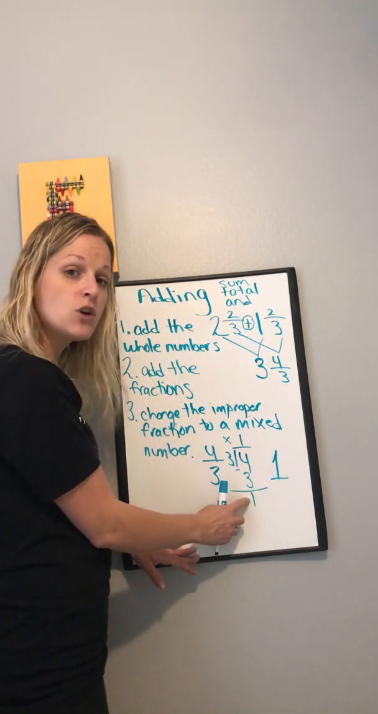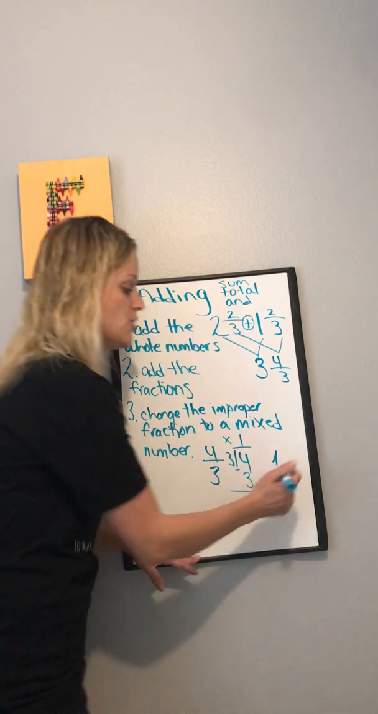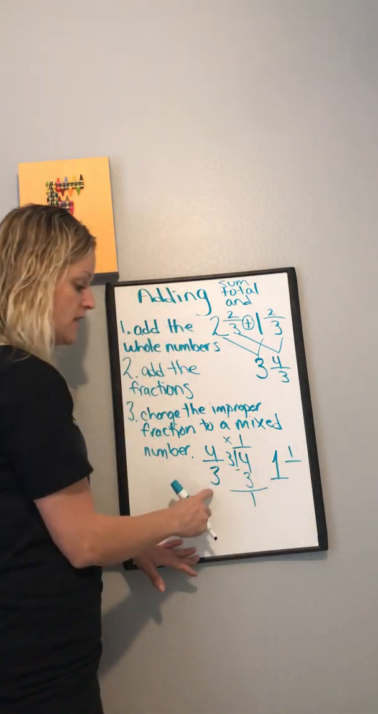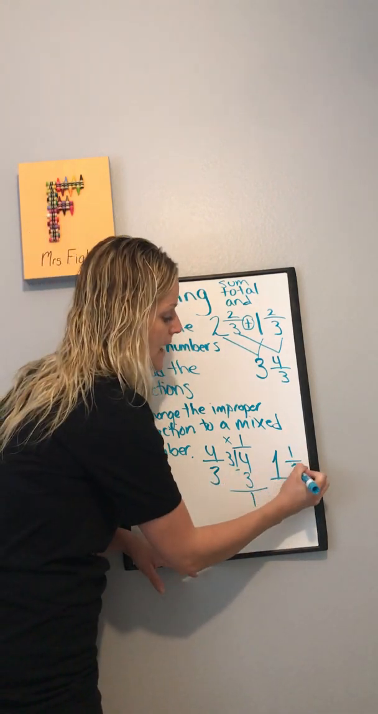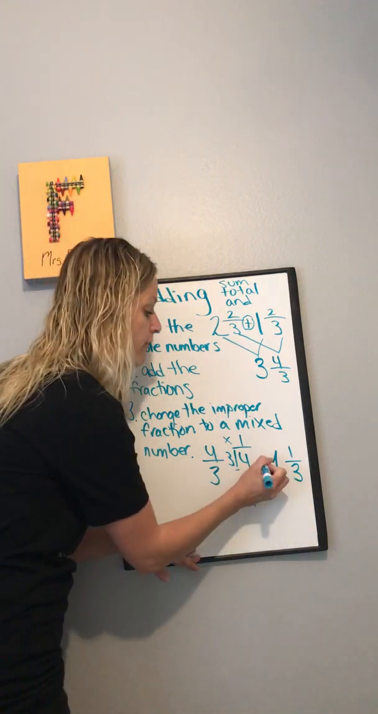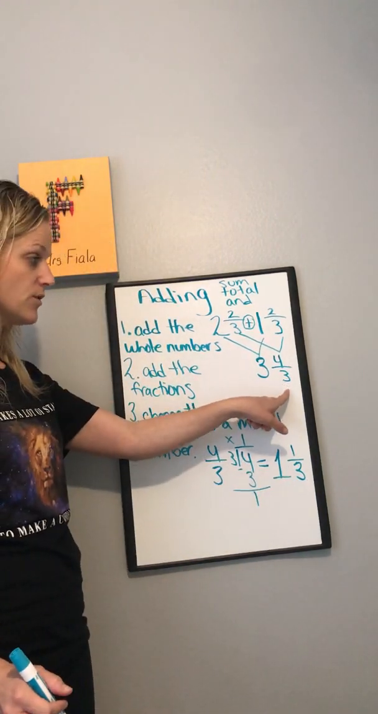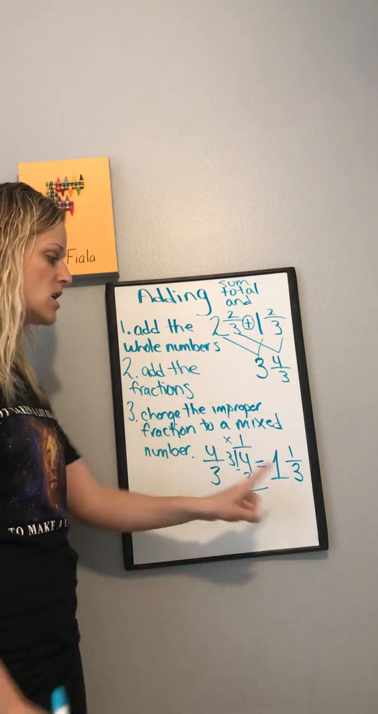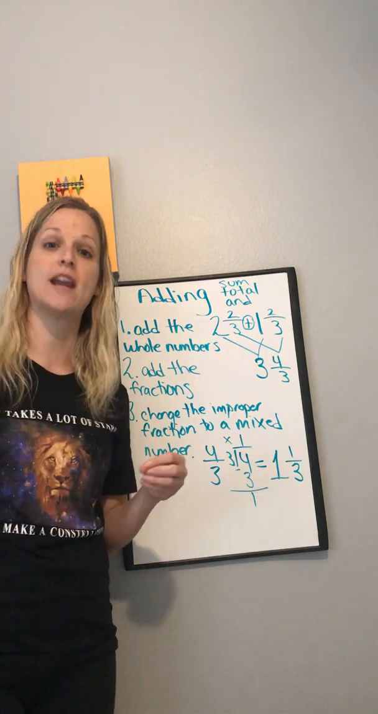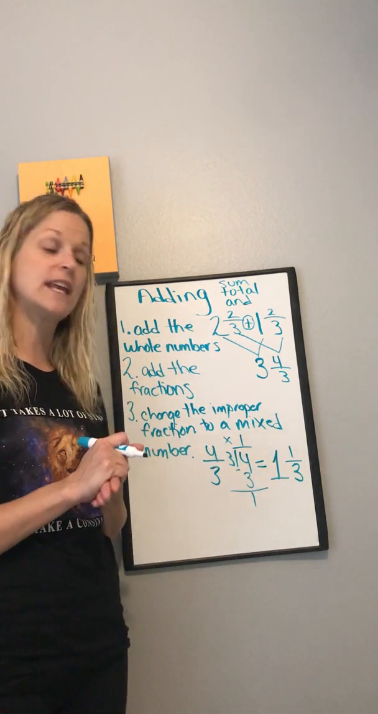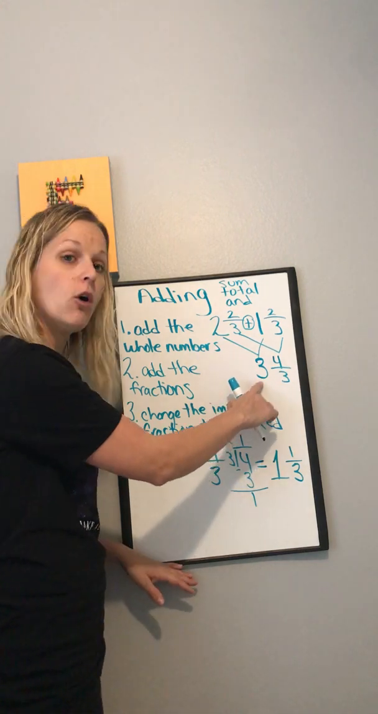The number that's left over, your remainder, is your numerator out of the denominator, which will never change. So I got 1 and 1/3. 4/3 equals 1 and 1/3. Some of you will leave that as your answer. That is not the final answer, because remember we had 3 wholes here.